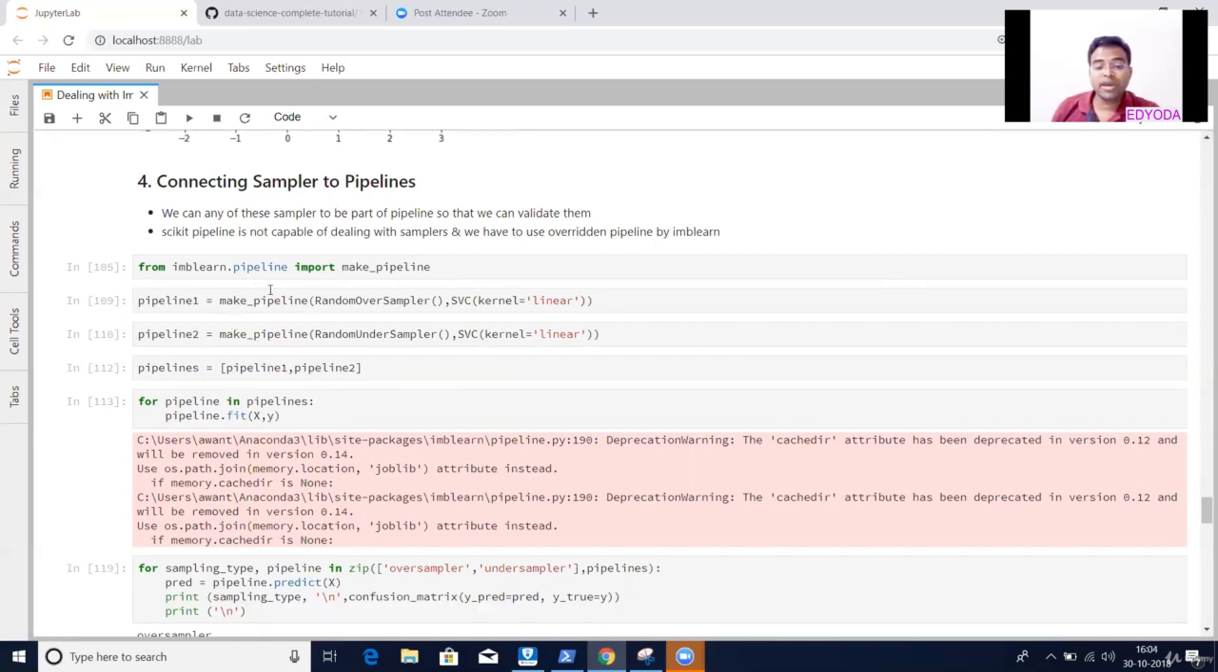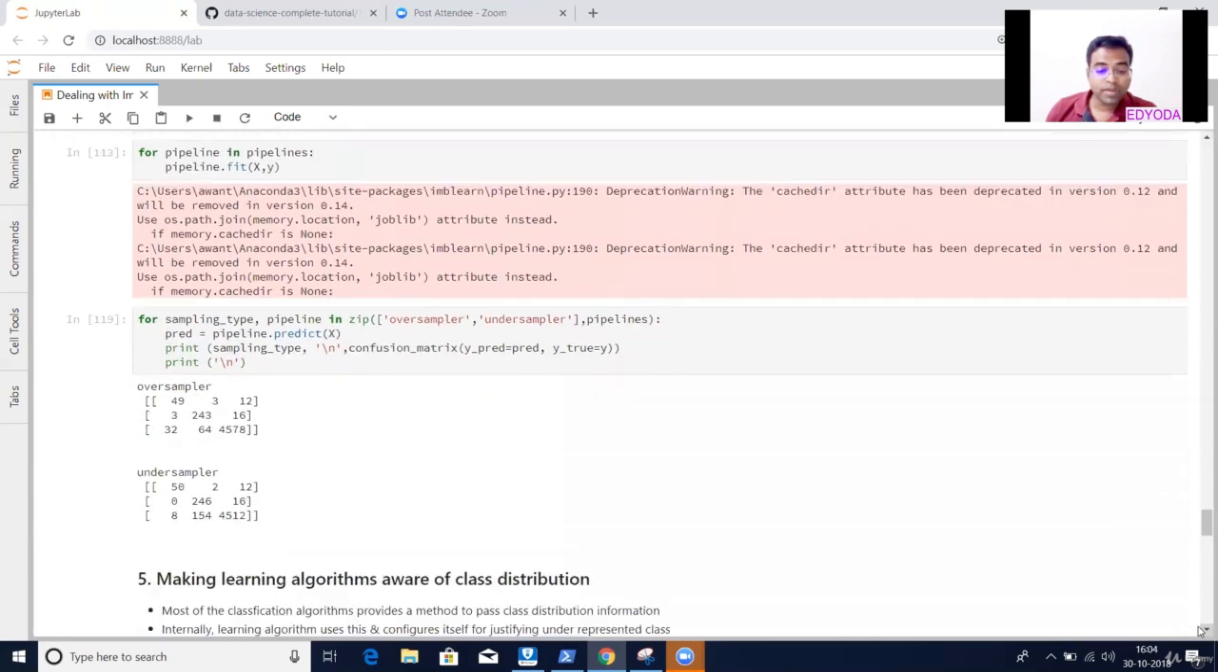So here, using make_pipeline, you are giving the oversampler and the undersampler, and this is the SVC kernel over here. These are two pipelines. You're putting these pipelines in a list and training them together. And then for each of the pipelines, you are plotting the confusion matrix. So based on the confusion matrix, you can take a call on which is working out for you.